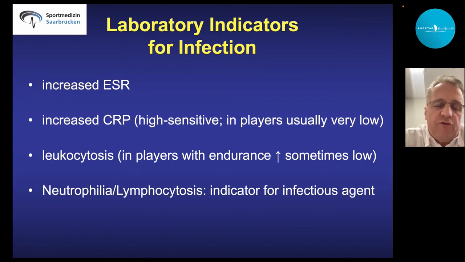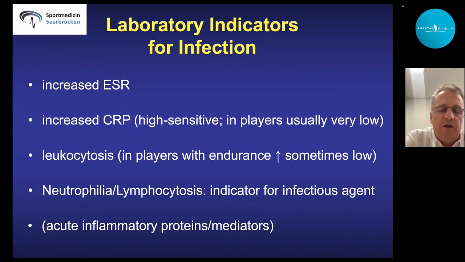If you make a differential blood count, this may help to identify the infectious agent. So neutrophilia and, in contrast, lymphocytosis might be interpreted in the direction of neutrophilia, bacterial disease, and lymphocytosis, rather a viral disease. However, this is not a certain sign and should always be combined with the clinical indicators. And finally, of course, there are many inflammatory proteins and mediators on top of CRP. However, they are expensive, they are not established, and they are not part of the usual workup in case of infectious diseases.